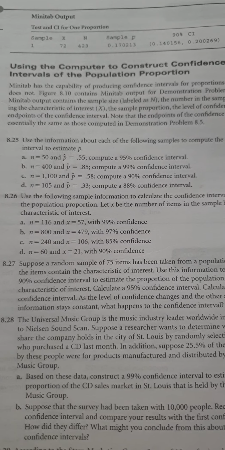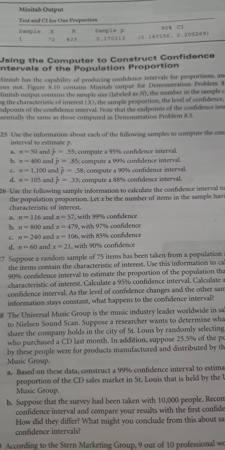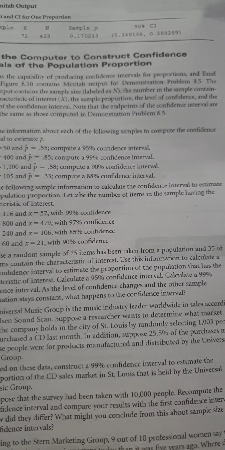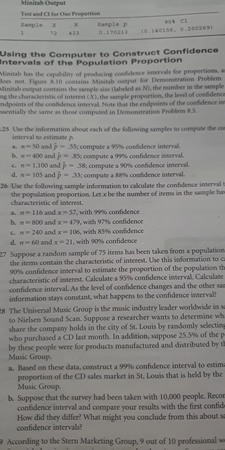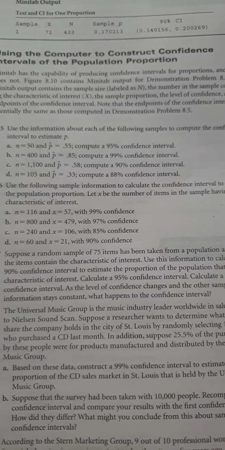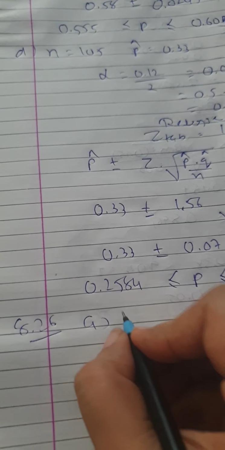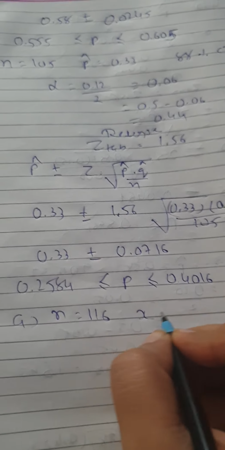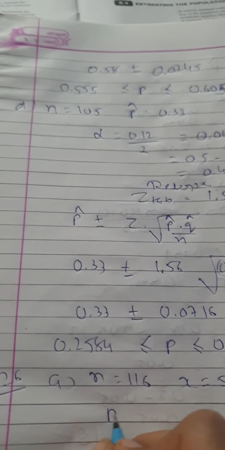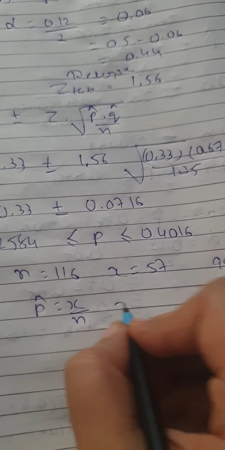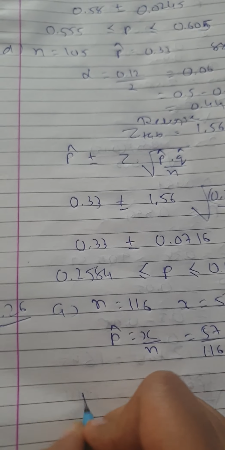Now sum number 8.26. Use the following sample information to calculate the confidence interval to estimate the population proportion. Let x be the number of items in the sample having the characteristic of interest. First one, n equals 116, x equals 57 with 99% confidence. So your P cap will be x upon n, 57 upon 116, so 0.49.